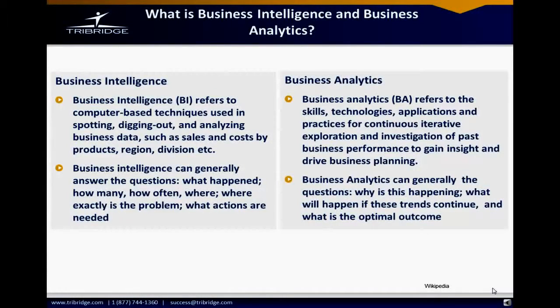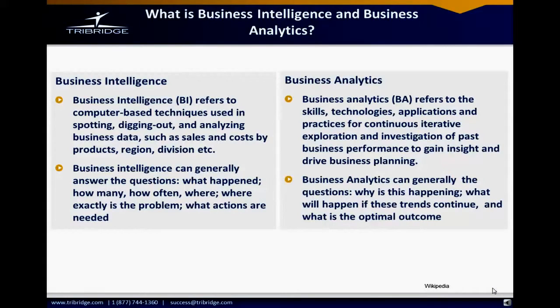In order to begin this discussion, we really need to define business intelligence and business analytics, and understand what the difference is. Business intelligence, according to Wikipedia, refers to the computer-based techniques used in spotting, digging out, and analyzing business data such as sales and costs by product, region, and division, classic slicing and dicing of information. Business intelligence can generally answer the questions: what happened, how many, how often, where, what exactly is the problem, and what actions are needed. So in essence, business intelligence is used by business managers to look at historical data and to try to understand and gain some insights into what's going on right now.